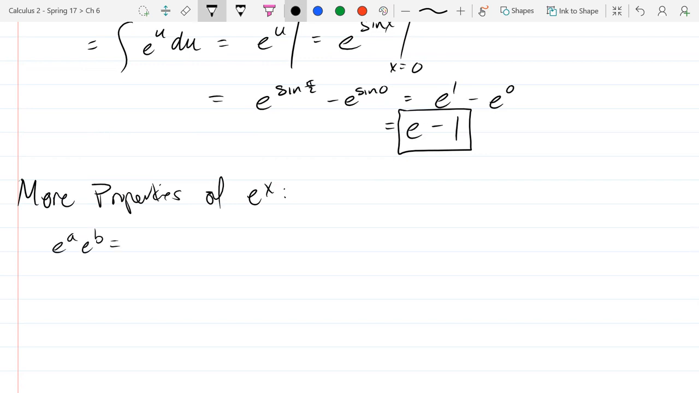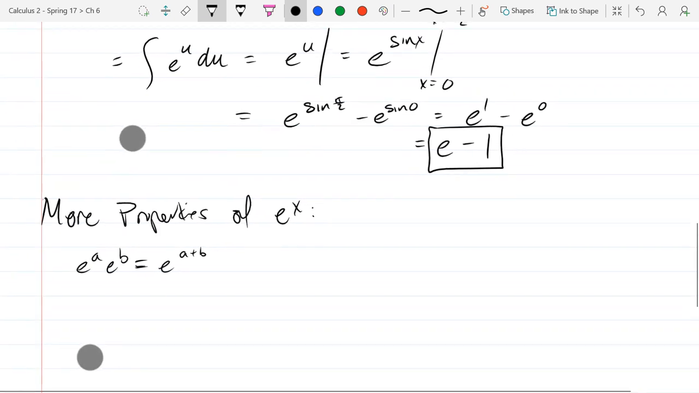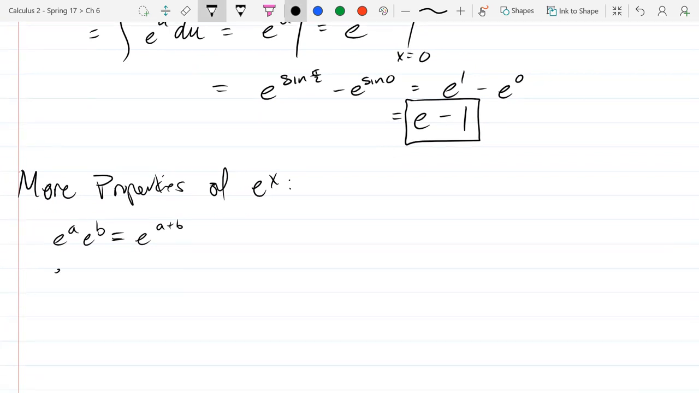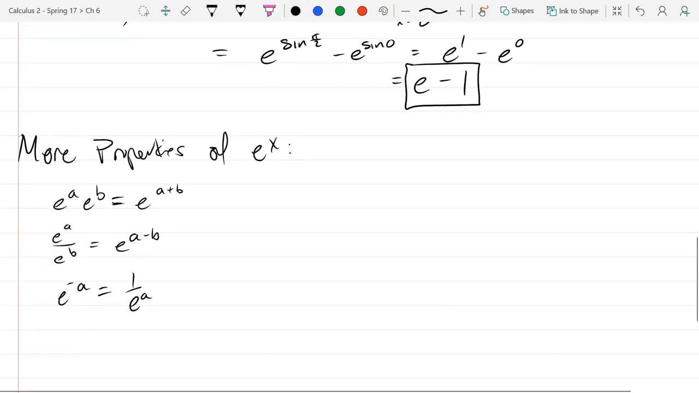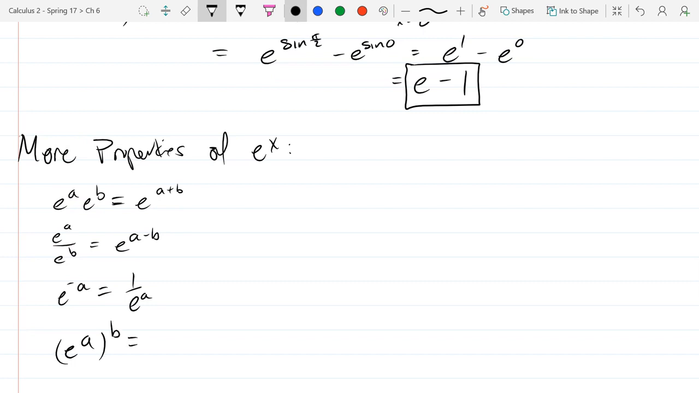What is e to the a times e to the b? What should this equal? e to the a plus b. So that should be very familiar. Next up, e to the a divided by e to the b. This should be e to the a minus b. So dividing bases is subtracting powers. And e to the negative a equals 1 over e to the a. And last up, e to the a to the b. What do I do with the 2 powers?